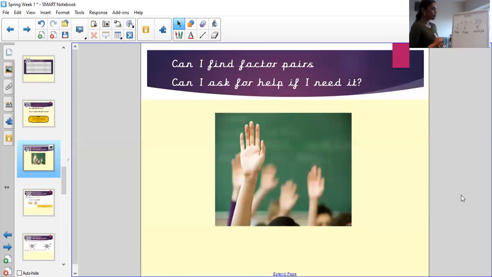Now, you can have more than one set of factors when you are looking at your multiple. So, for example, there is also 2 times 10, which also equals 20. So these two numbers are also factors of 20.